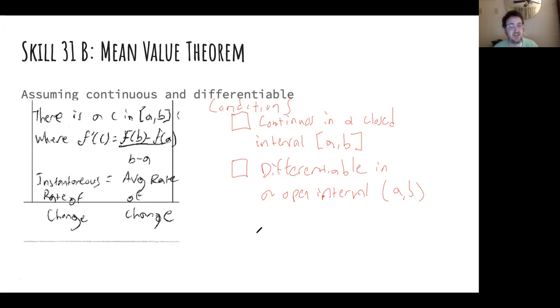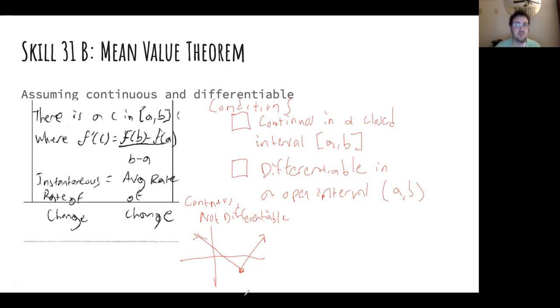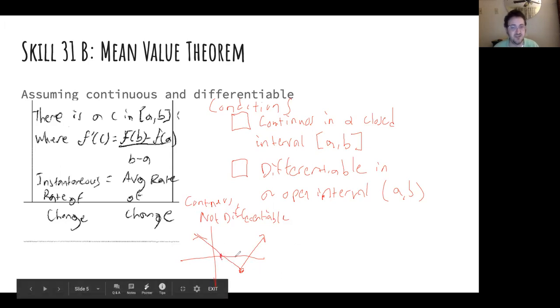So what I mean by that, and what can happen sometimes, with the continuous and differentiable assumption, is an example of continuous but not differentiable, something like an absolute value, where there are corners. That is definitely a situation where we could see that maybe the instantaneous rate of change would not equal the average rate of change. So if I did A to B, my average rate of change is 0, because I'm not changing in Y value, but there's no place where the slope is 0.